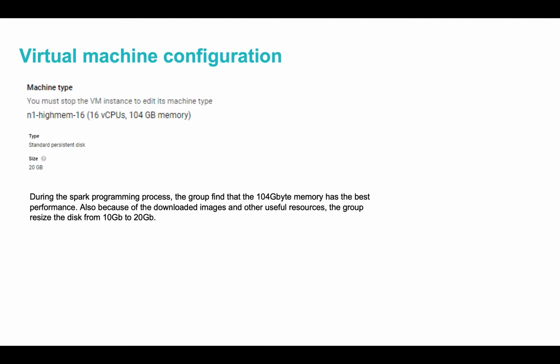And here is our virtual machine configuration. This is our instance screenshot. We built our project on Google Cloud Platform. During the Spark programming process, our group found that the 104 GB memory has the best performance, and also because of the downloaded images and other useful resources, the group resized the disk from 10 GB to 20 GB for larger space.